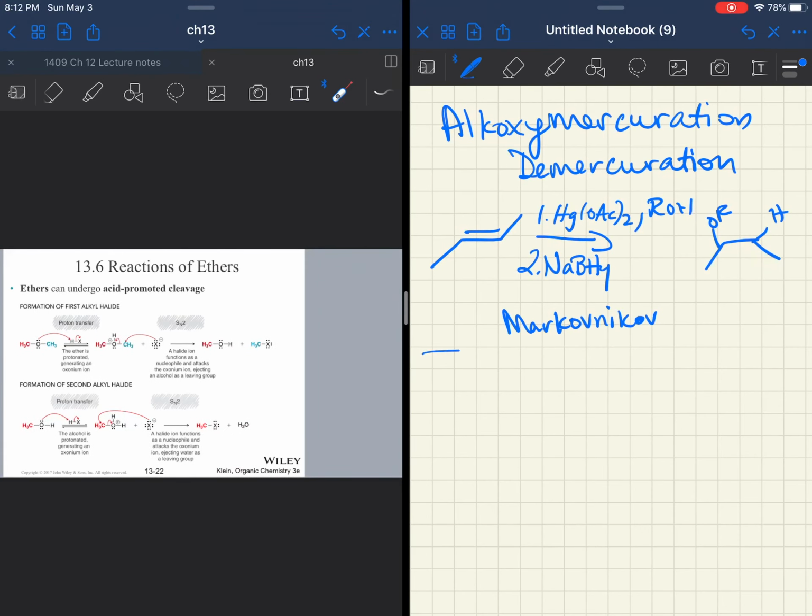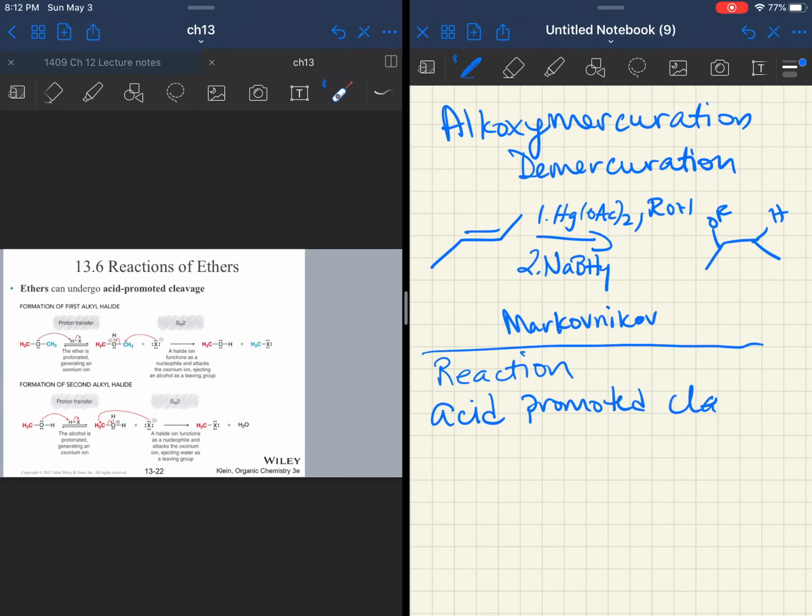Now, as far as reactions with ethers go, there's not very many. And it's one of the reasons why they're such great solvents. They're good protecting groups as well because they're not super reactive. But it can undergo this one reaction, acid-promoted cleavage. So you can kind of tear them apart.